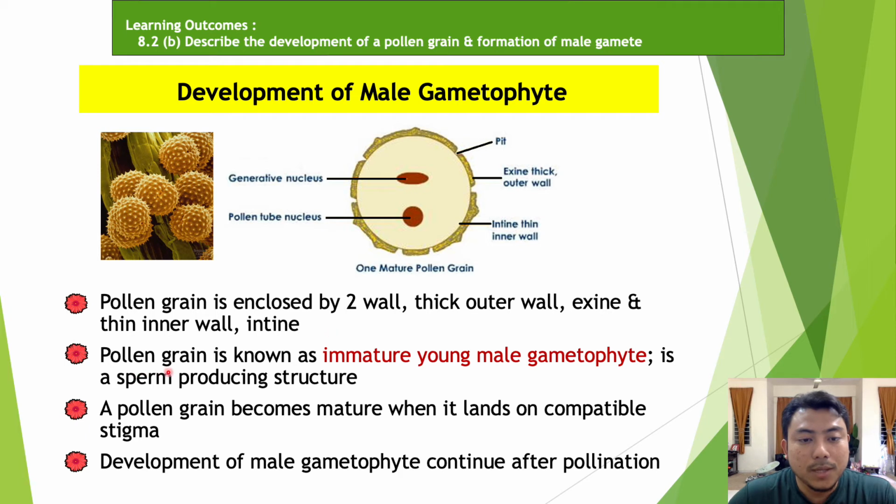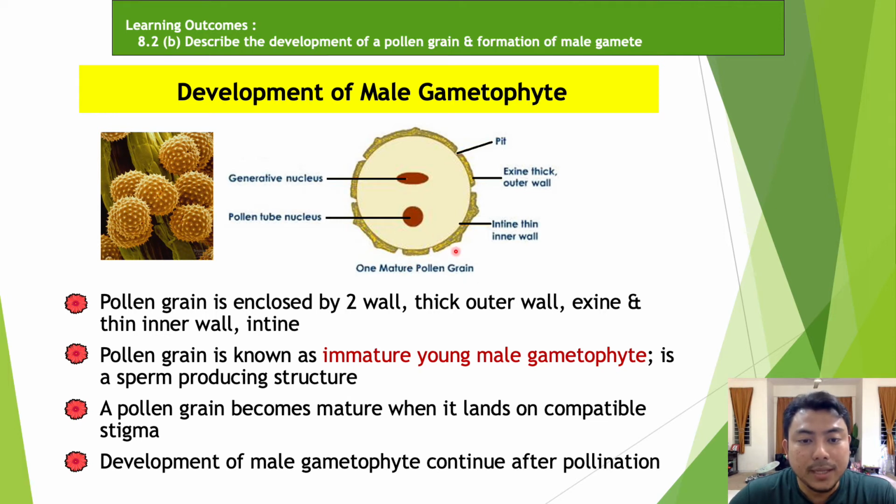So pollen grain is known as an immature young male gametophyte. It's a sperm producing structure. A pollen grain becomes mature only when it lands on a compatible stigma. So remember that even though we have said mature pollen grain, why do we say mature pollen grain? Because the grain has developed into 2 nuclei, but it is still yet immature in terms of male gametophyte. Maksudnya kita panggil mature pollen grain sebab pollen grain ni sudah matang dari segi hanya ada 2 nukleus.